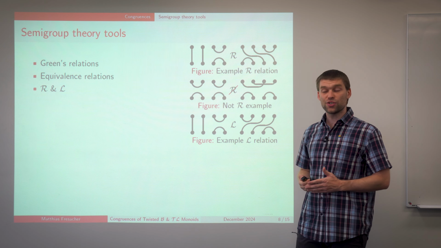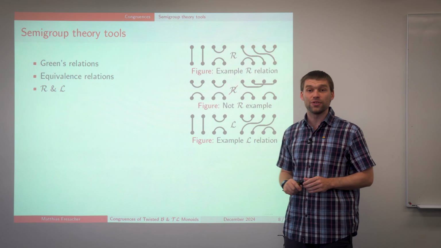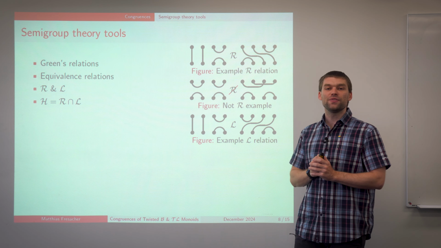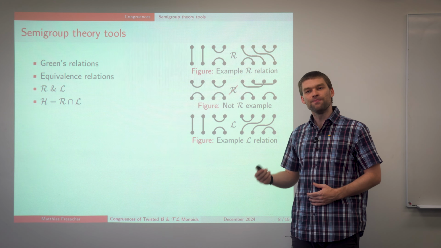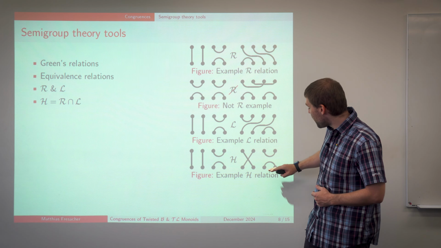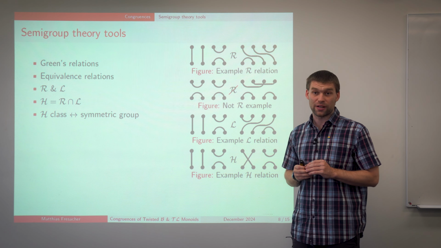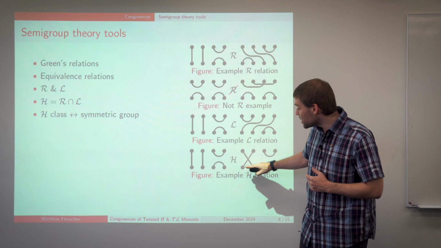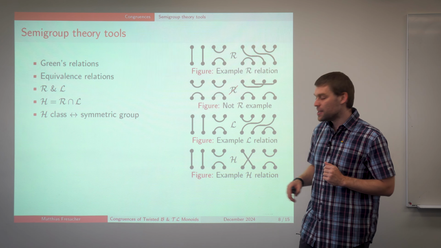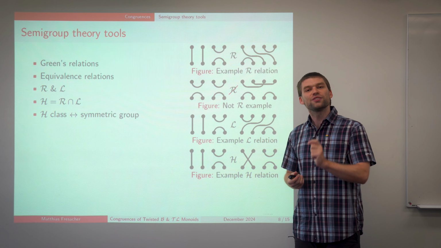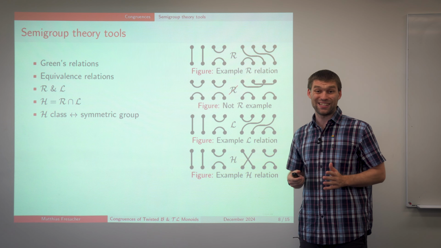Analogously, we have the L relation, and this is where the bottom row of our two diagrams has to be the same. We can take the intersection of these two, that gives us the H relation, and logically that means both the top and the bottom row of the two diagrams have to be the same. It holds that the H classes are in bijection with the symmetric group of that rank. And we can see that in this example here, we have rank 2 diagrams and we have the two elements of the symmetric 2 group appearing. That bijection is going to be important, so just keep it in mind for later on.